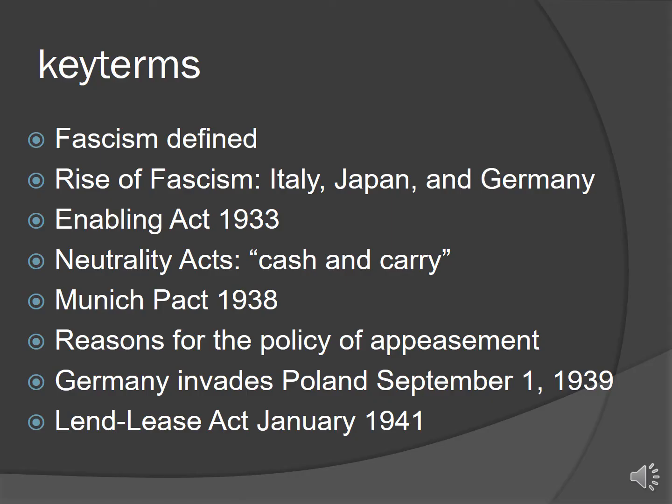So our key terms for today, we are going to be focusing on the buildup of fascist governments throughout the world. So we're actually going to scope out of U.S. history a little bit and go a little bit into some world history. So we're going to focus on the rise of fascism in Italy, Japan, and Germany. And then we're going to talk about the U.S. reaction to the rise of fascism in Europe throughout the 1930s. And then we're going to talk about the beginning of World War II.